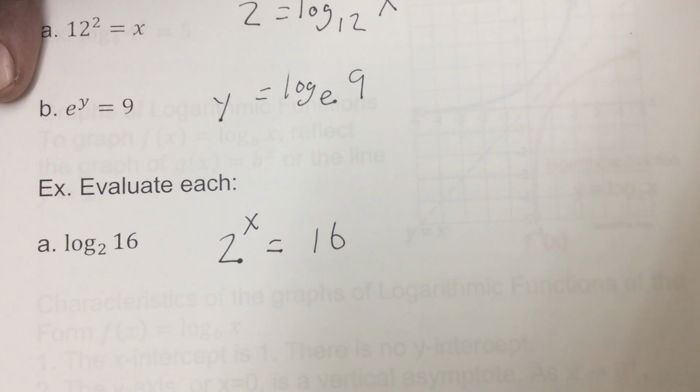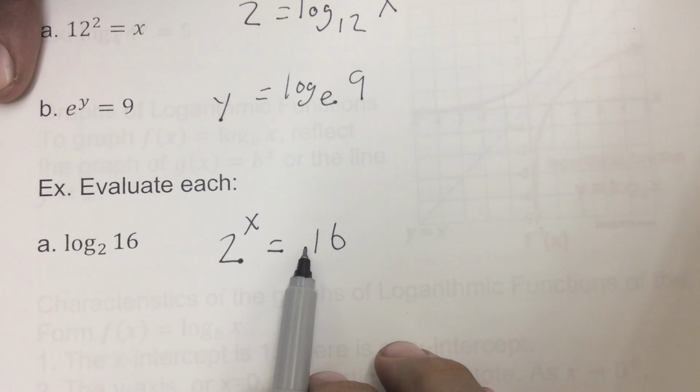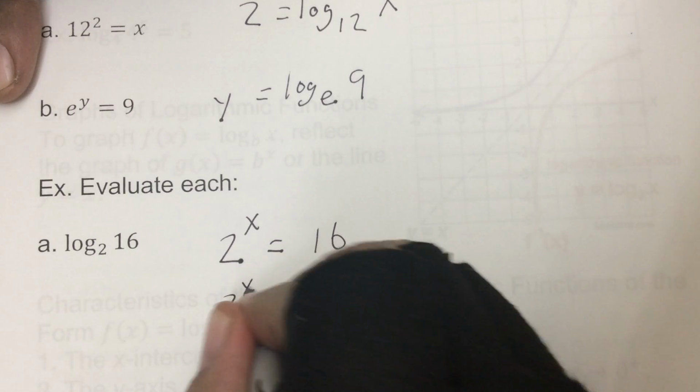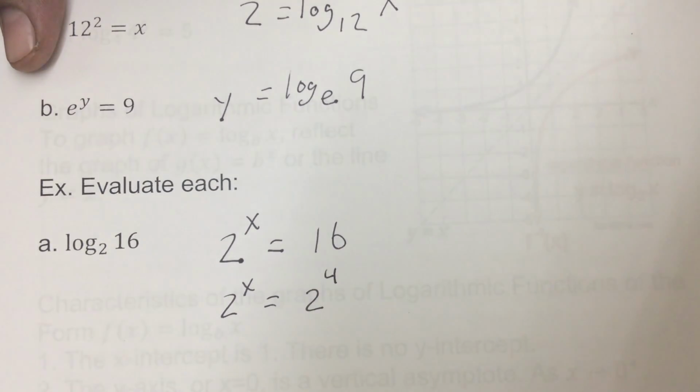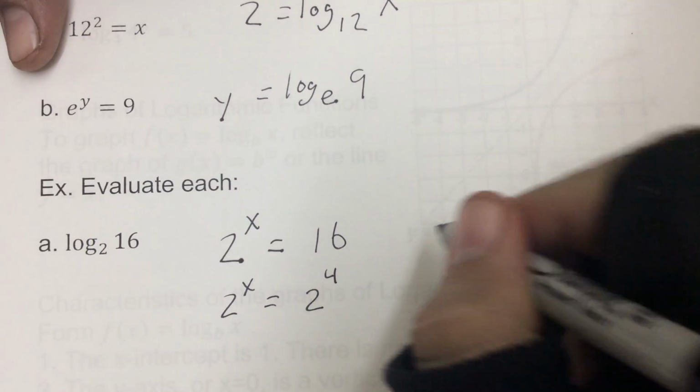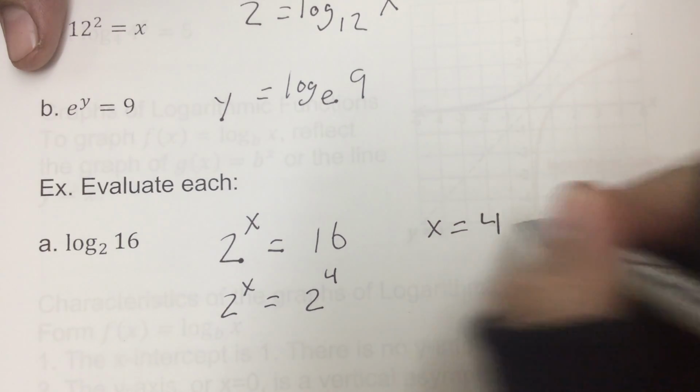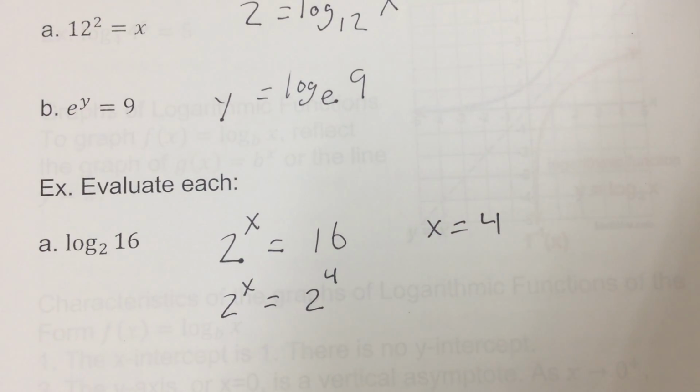So if you think about it, we need to get our same base first. So 2 to the x is going to be equal to 2 to some power, so that we get our 16. So 2 to the first is 2, 2 squared is 4, 2 to the third is 8, 2 to the fourth gives us our 16. So once you have the same base, you set the exponents equal to each other. Now in this case, that's as far as we have to go. So x will equal 4 in this case.